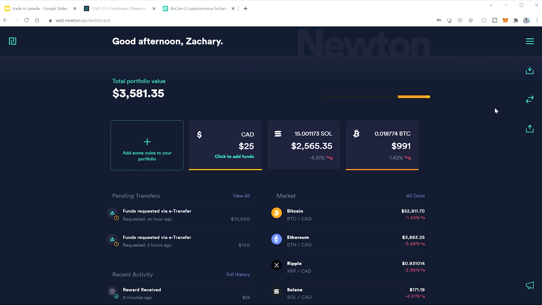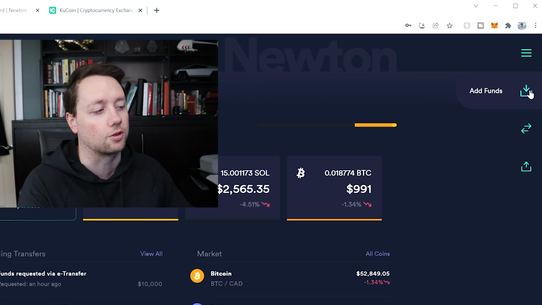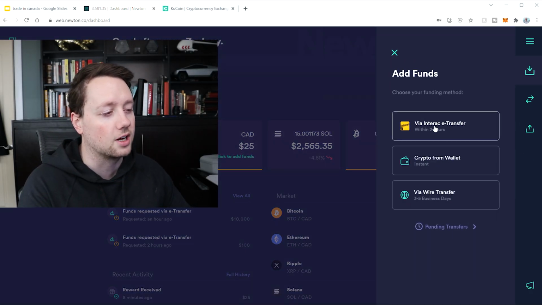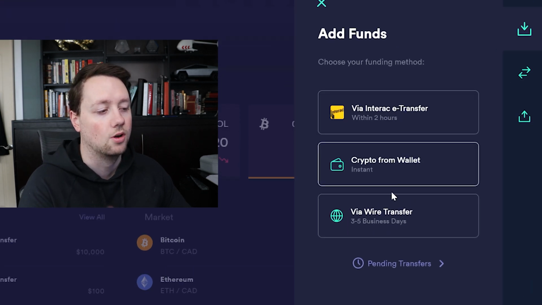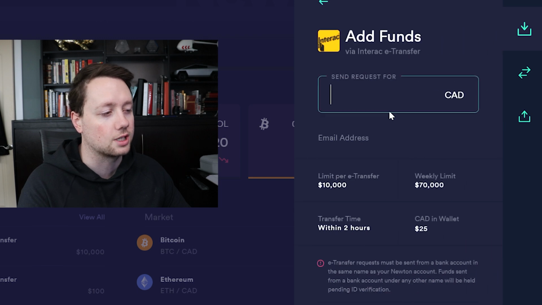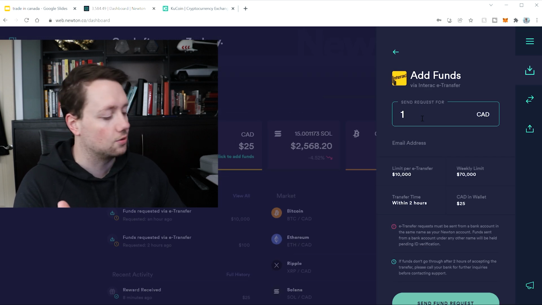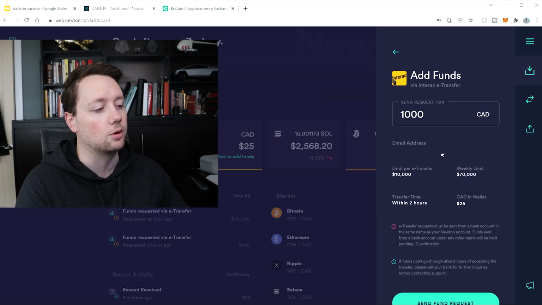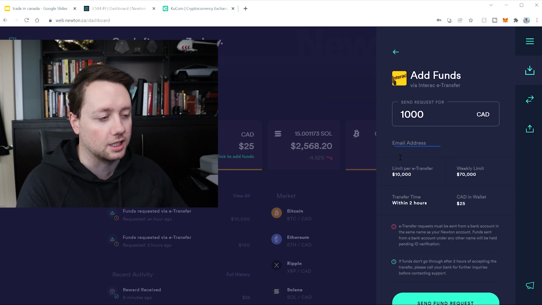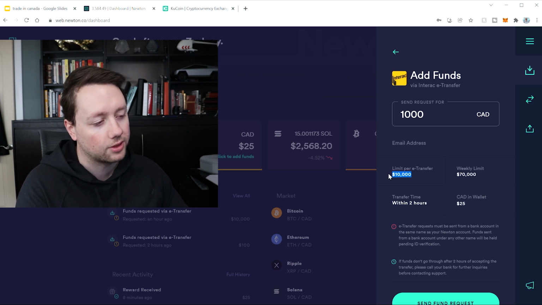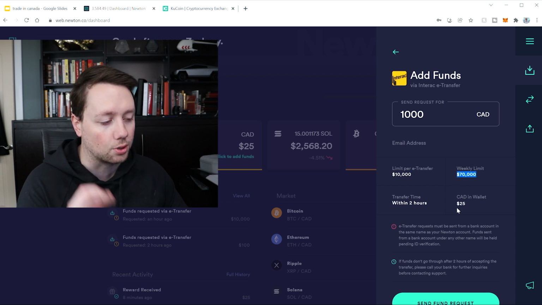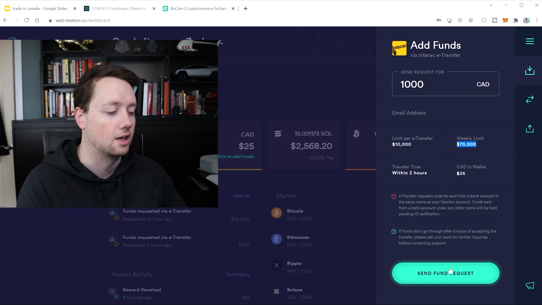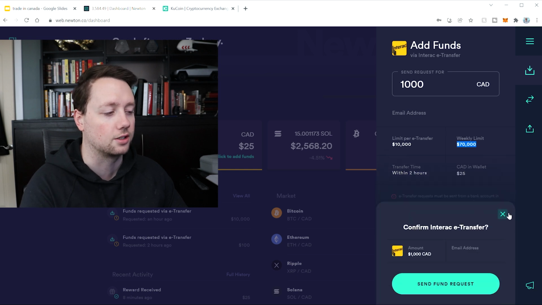If you want to deposit money and get started, what you need to do is go to the right side here, click on add funds, and then I always deposit with an e-transfer. You could also send in crypto or do a wire transfer, but e-transfer is completely free. Let's say you want to put in $1,000. It will send an e-transfer request to your email address, and you can send up to $10,000 per transfer for a limit of $70,000 per week, which is really, really nice. And then you just click on send the funding request and you're ready to go.